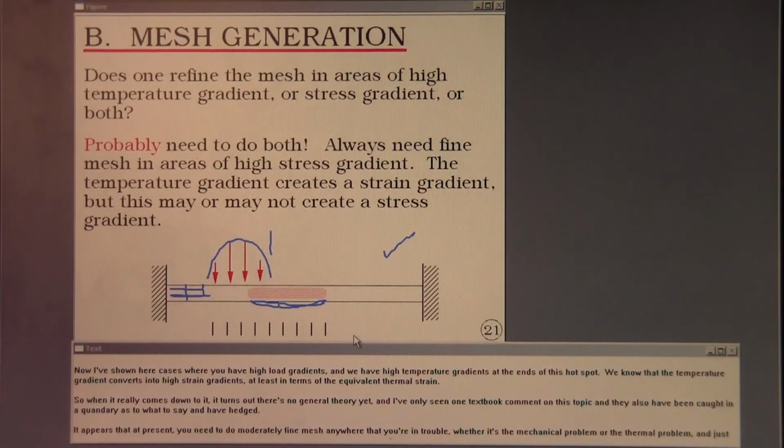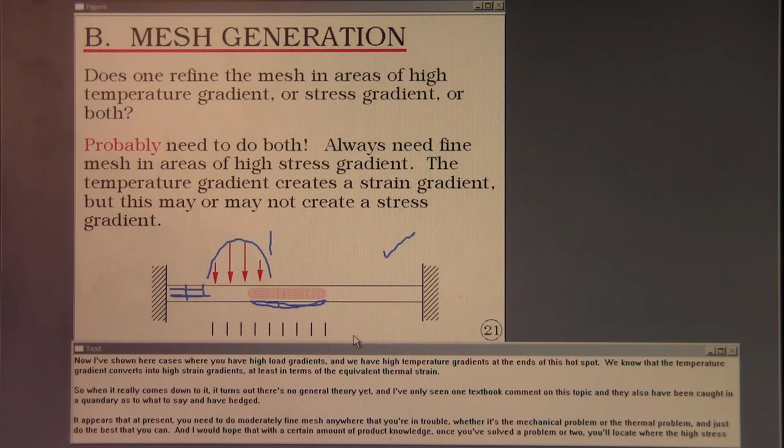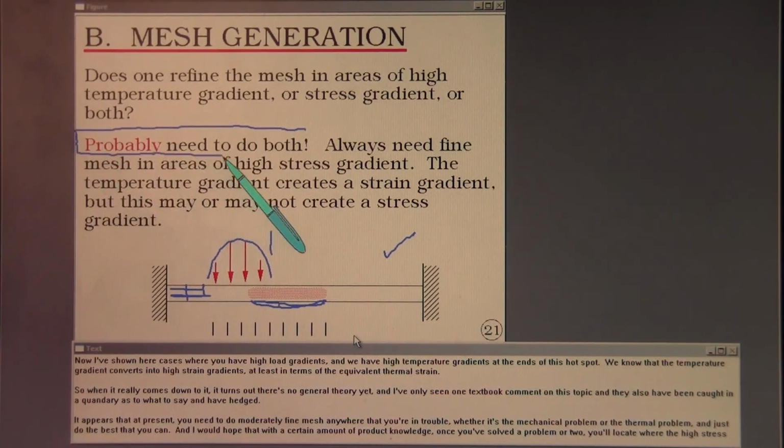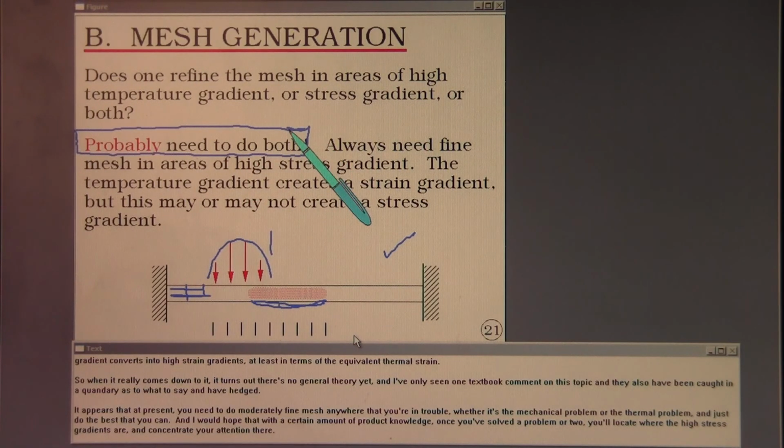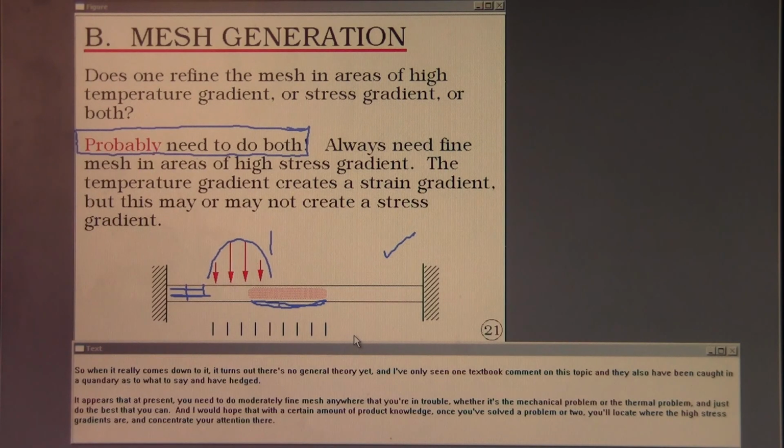And I've only seen one textbook comment on this topic, and they also have been caught in a quandary as to what to say and have hedged. It appears that at present you need to do moderately fine mesh anywhere that you're in trouble, whether it's the mechanical problem or the thermal problem. And just do the best that you can, and I would hope that with a certain amount of product knowledge, once you've solved a problem or two, you'll locate where the high stress gradients are and concentrate your attention there.